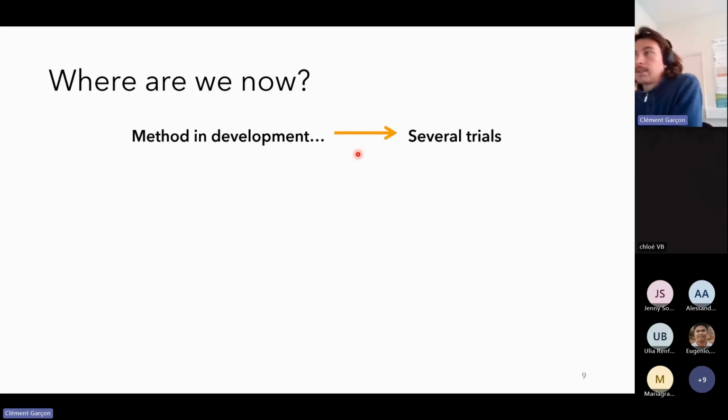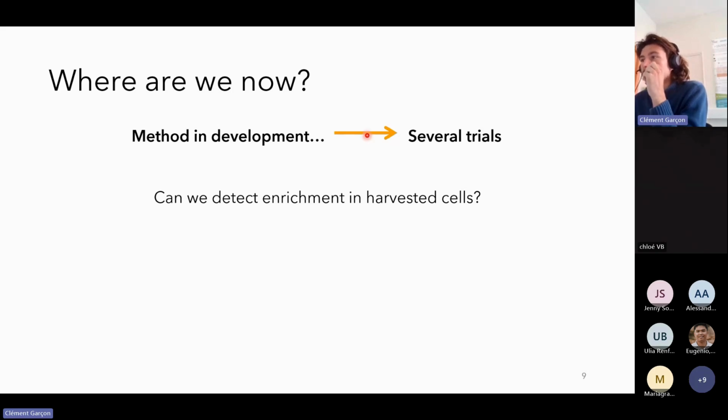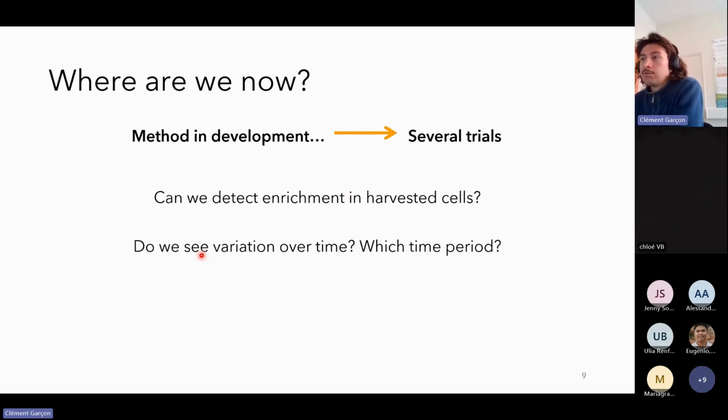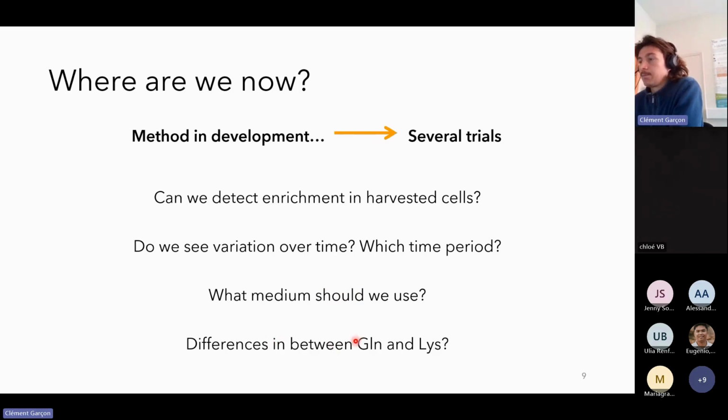And I wanted to start with the questions we were asking ourselves, because we are developing the method. First of all, we're wondering if we can detect the enrichments, measure something basically in the cells that we harvest, because it's a very low amount of cells, as I will show you later. We were wondering if we would see variation over time of our enrichment, and if so, over which time period the cells metabolize the amino acids. We also wanted to know which medium would be better to use to measure the amino acid use, and whether we would see differences between glutamine and lysine, as we would expect for intestinal cells. So these are the different questions we were asking ourselves to develop the method.